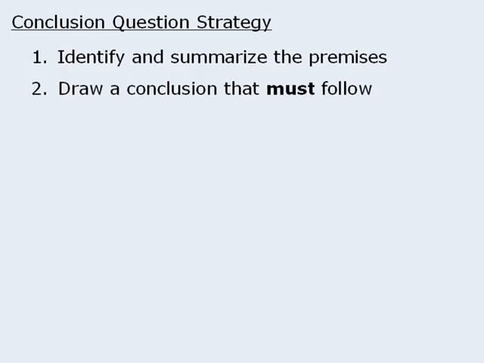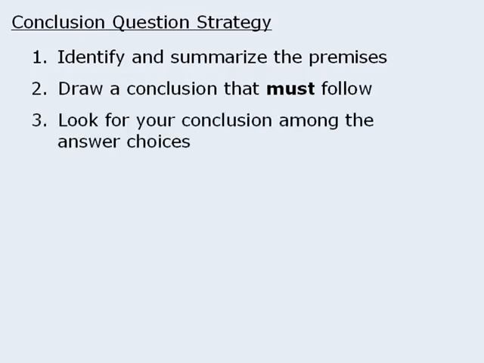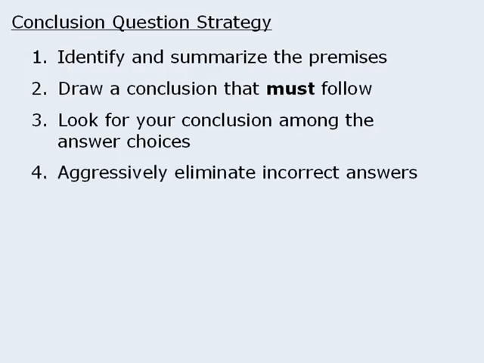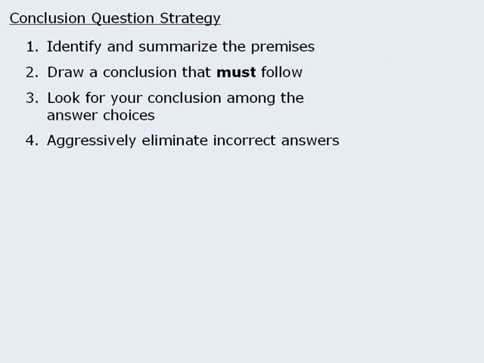So if you're able to draw a logical conclusion, the next step is to look for an answer choice that matches your conclusion. Now, if you're unable to draw a conclusion, or if you don't spot your conclusion among the answer choices, then you need to be somewhat aggressive in eliminating incorrect answer choices so that you can find the correct answer. So as you check each answer choice, ask, must this be true? And do not allow yourself to consider any answer choices that are sometimes true or could be true. Remember that you're looking for a conclusion that is guaranteed by the premises.